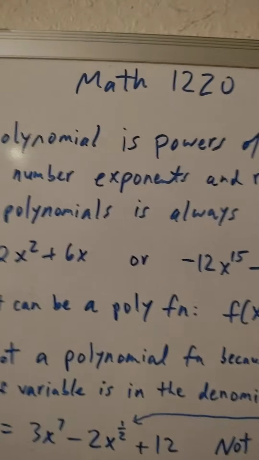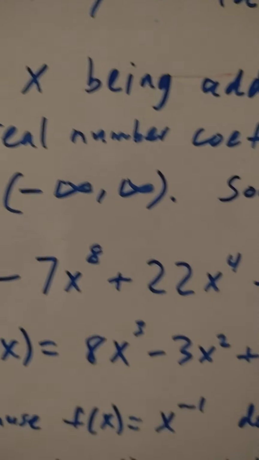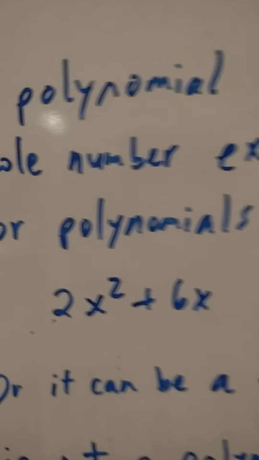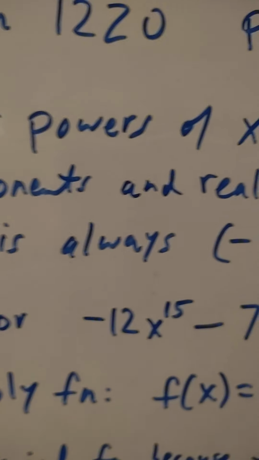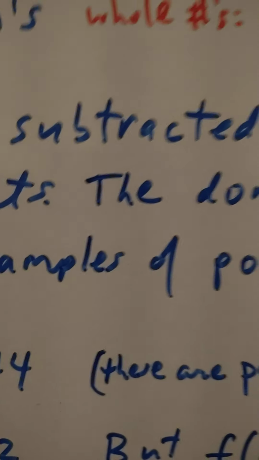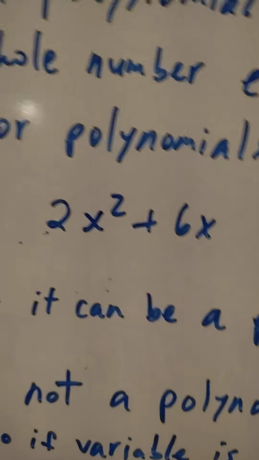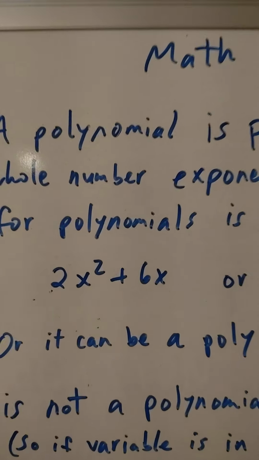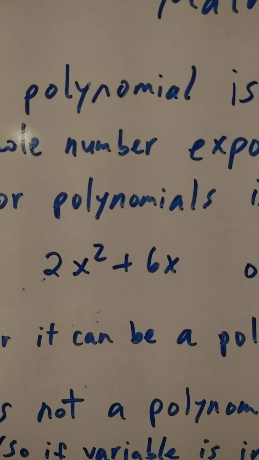Okay, so let's continue. The domain, this is always nice, the domain for all polynomial functions is always going to be all real numbers. Some examples of polynomials: it can either be a polynomial expression or a polynomial function. Here I did some expressions. Expression means something without an equal sign.